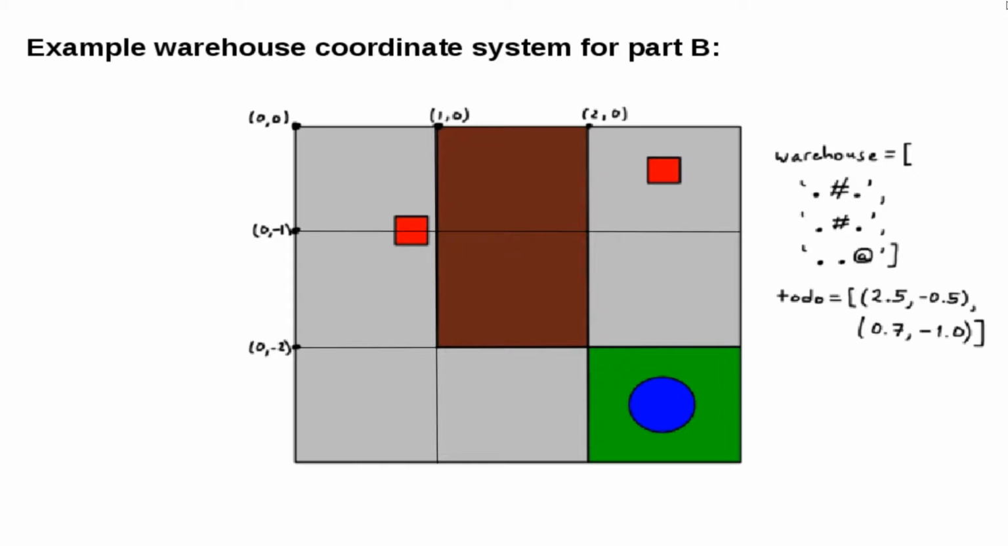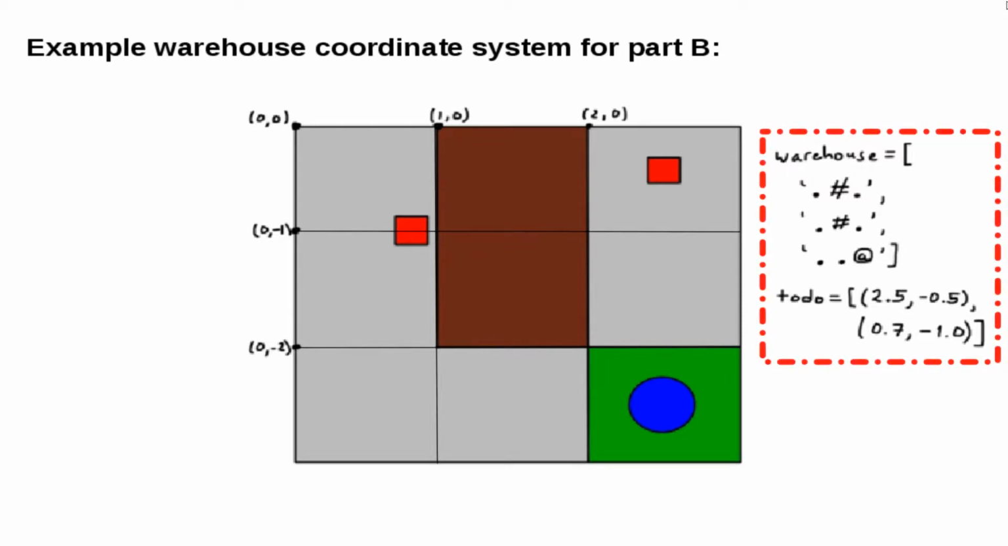So the top left cell in this would be 0, 0 in both cases, but then to the right of that, instead of 1, 0, it would be 0, 1. To the right of that, it would be 0, 2. Below that, it would be 1, 2, and then the bottom right, or maximum extent of the warehouse, would be 2, 2. So let's look at the inputs that you're going to be working with.